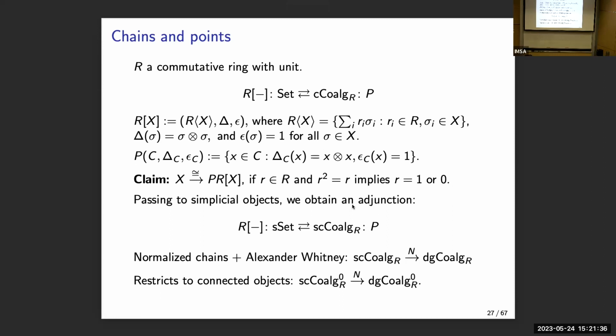And this functor restricts to connected objects. Connected means that in the simplicial world, at level 0, your coalgebra is just the underlying ring with the usual coproduct. And in the differential graded world it means that at degree 0, the same holds: the coalgebra is the underlying ring with a coproduct that sends 1 to 1 tensor 1. Right. Okay. That's a notation I will use. This is mainly to introduce notation.